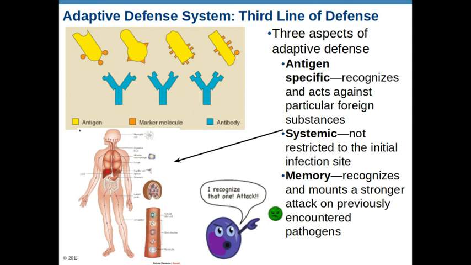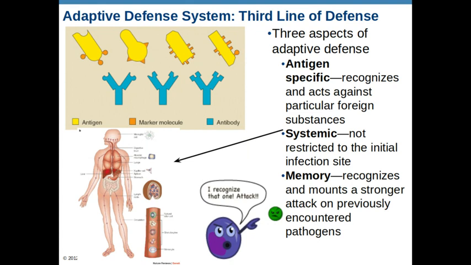Three things about it that I asked you to put into your visual journal are that it is antigen specific. An antigen is a foreign substance, capable of causing a response in your immune system. Your immune system is going to be recognizing and acting against these foreign antigens, okay.